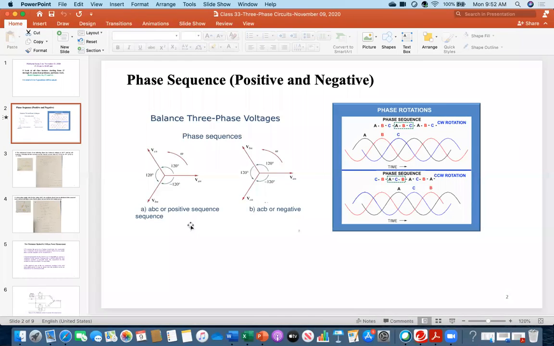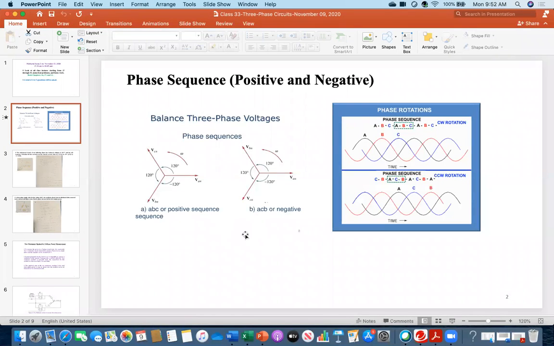Yeah, it is just a matter of which phase comes first and which one is next. In the United States, the sequence is ABC, but some other countries may have ACB. That is what I am telling you: if you purchase a three-phase device from those countries and try to connect it to your system, there will be some problem connecting. As I gave you an example, if it is a motor, it will start rotating in the reverse direction, which is not desired.